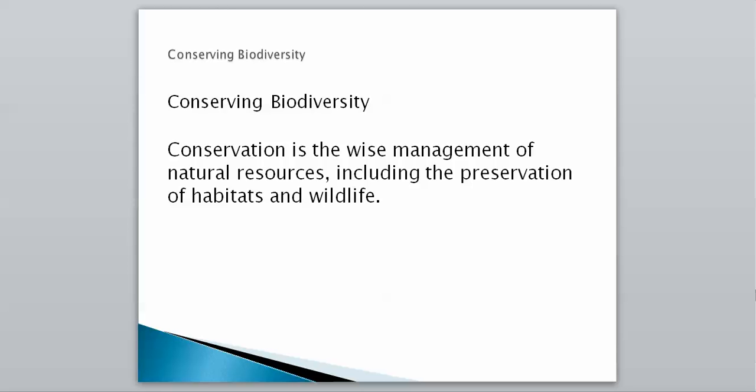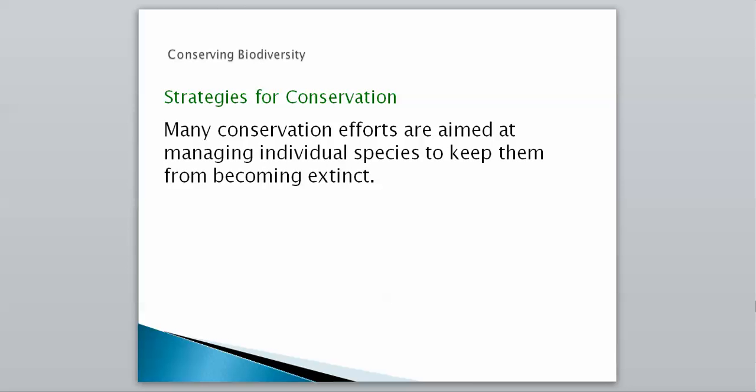So now we need to be able to conserve our biodiversity. Conservation is simply the wise management of our natural resources, including the preservation of habitats and wildlife. Conservation is a big thing in conserving, obviously, our biodiversity. And many conservation efforts are aimed at managing individual species to keep them from becoming extinct. Again, like we found with the bald eagle, DDT was really affecting their numbers, so we got rid of that. People were hunting them, we got rid of that. So we were able to save our species whenever we see that they're in trouble. We have a direct plan in order to keep them from becoming extinct.